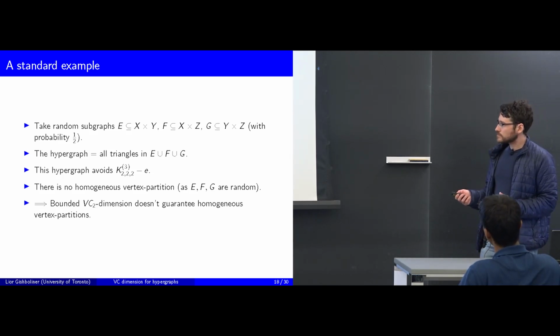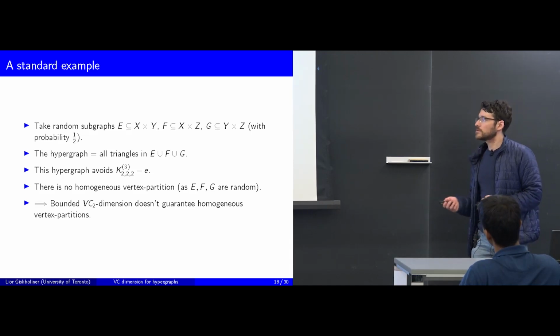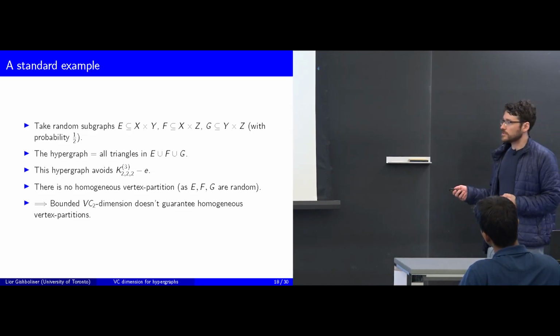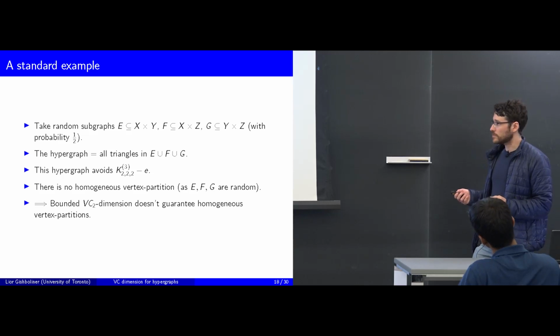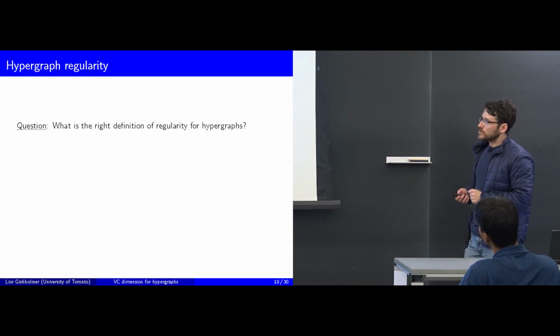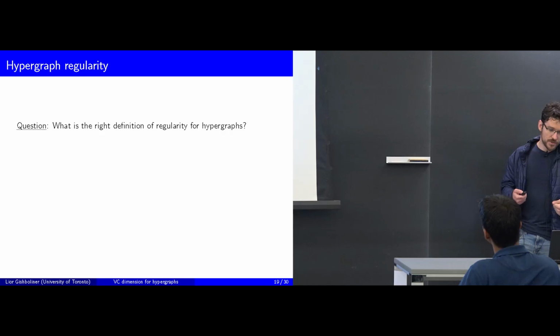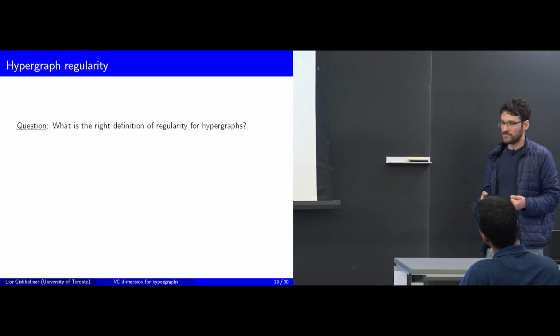Okay. So bounded VC2 dimension doesn't guarantee that we have homogeneous vertex partitions. So can we get homogeneous something? So what would be the right thing to look at? Okay, so before I move to that, let me tell you a bit about how hypergraph regularity works, because it's very related.